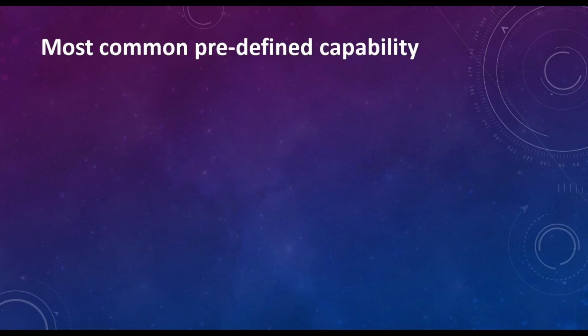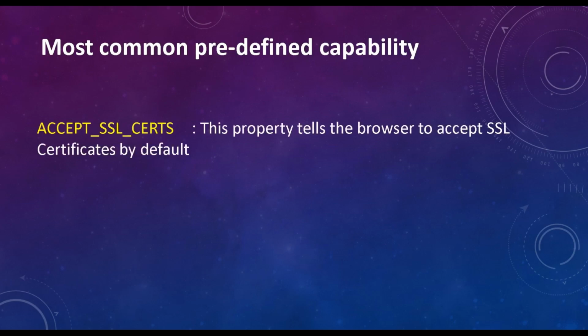Most common predefined capabilities. Here I'm going to list down a few of the mostly used defined capabilities. One is accept_ssl_certs. This property tells the browser to accept SSL certificates by default. Sometimes if you are executing your test cases, you may get an SSL certificate error. If you want to resolve that error, you have to set the capability to accept this SSL certificate.